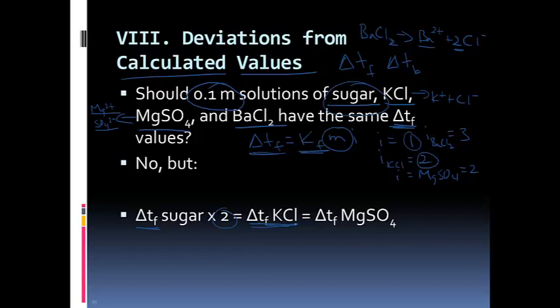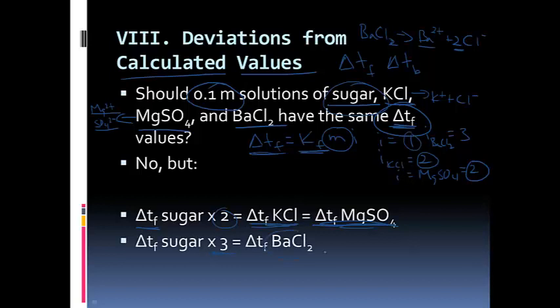And the delta TF for the KCl and the delta TF for the MgSO4 should be the same, because I is 2 for KCl and I is also 2 for MgSO4. Now we actually go and make a solution of 0.1 molar of all three of these things and measure the delta TF values. We expect the BaCl2 should be 3 times larger than the sugar, because I is 3 for the BaCl2.